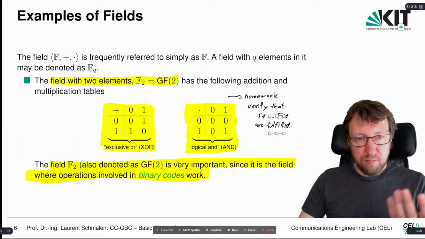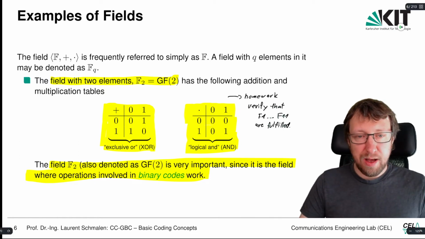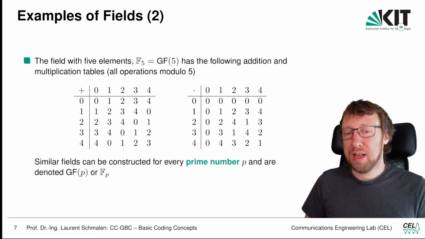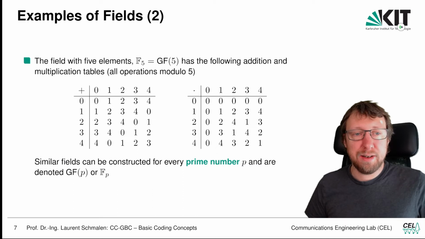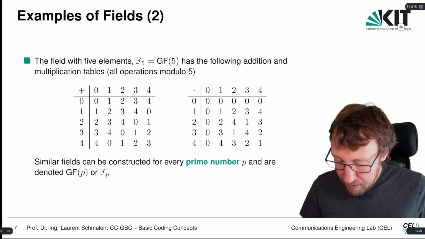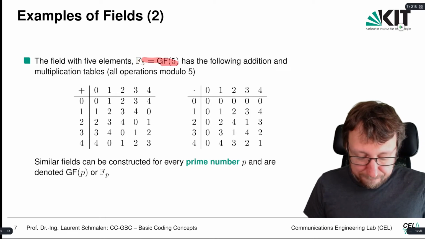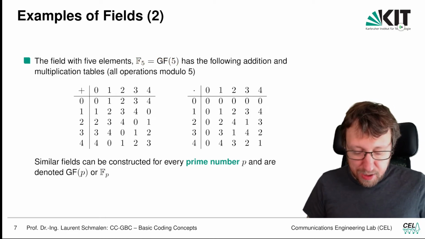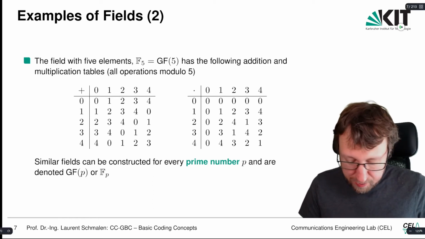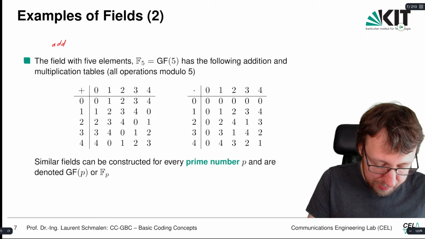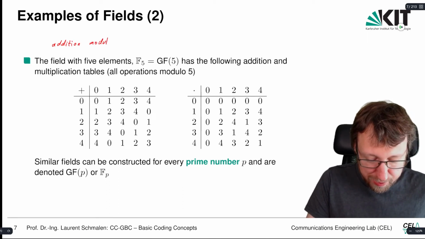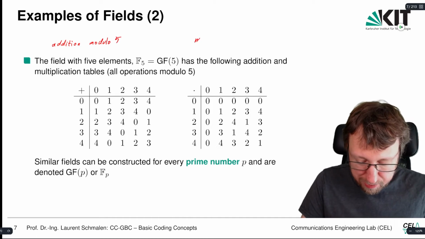So then, on top of that, we also have other fields. Essentially, we just give a very quick example of another field. We can define a field with 5 elements, F5, and we define the addition and multiplication to be modulo 5. So we have addition modulo 5, and we have multiplication modulo 5.